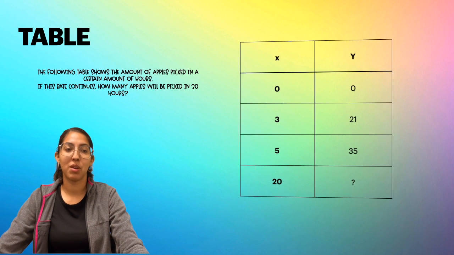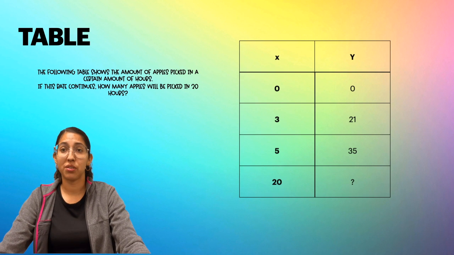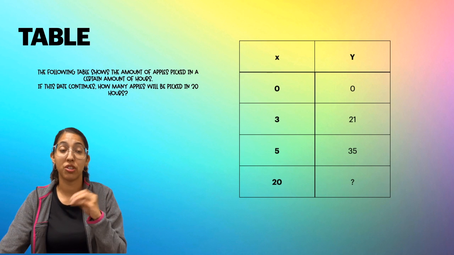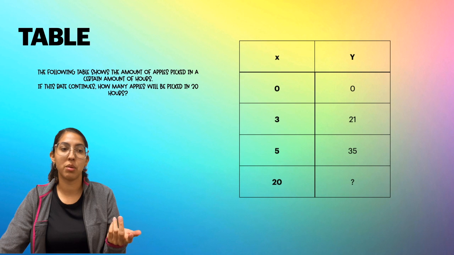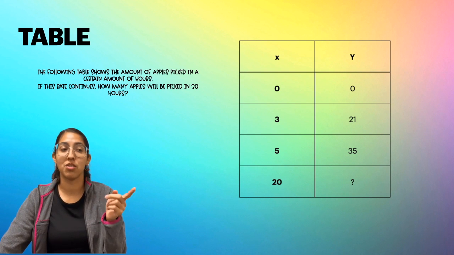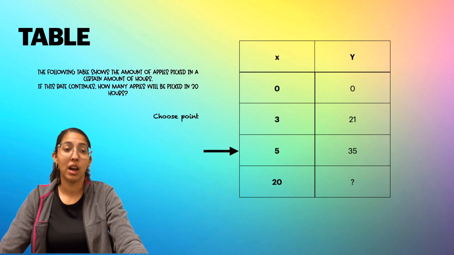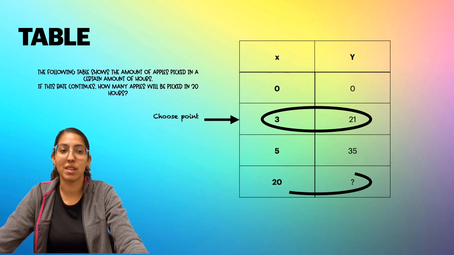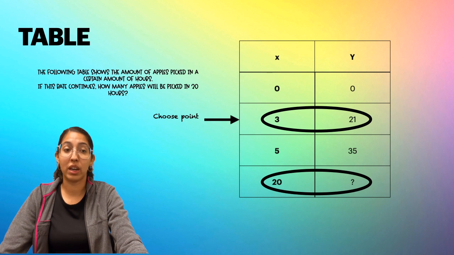So most of the time, if I get the table, I'll have 0, 0 for sure. If they don't give you 0, 0, the rest of the points that they give you should simplify down to the same thing. So 21 divided by 3 would be 7, 35 divided by 5 would also be 7. So that's how I know this is a direct variation. I need to choose my points. So really I can choose any point, but I'm going to choose this one, and then obviously the point that I'm looking for. So I have the 20 and I need to find the y value.